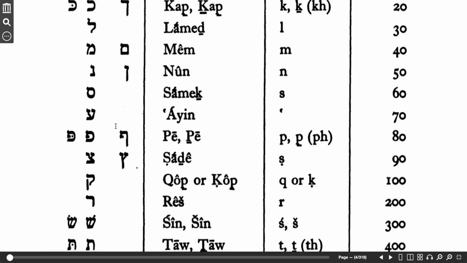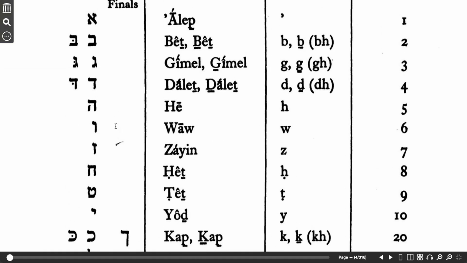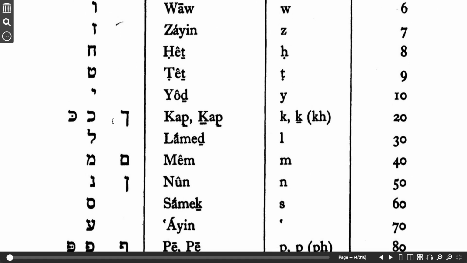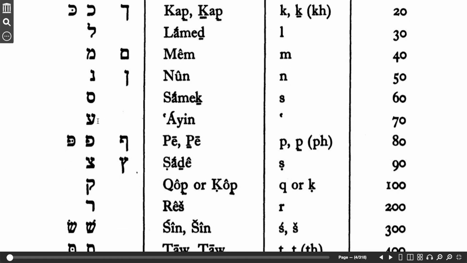Now here, remember I told you up here we had Aleph at the beginning, and it had no phonetical value. Well, I told you there's another letter like that, and that one is called Ayin.